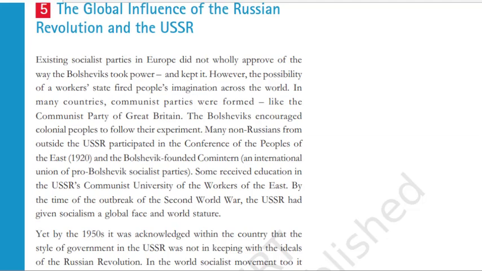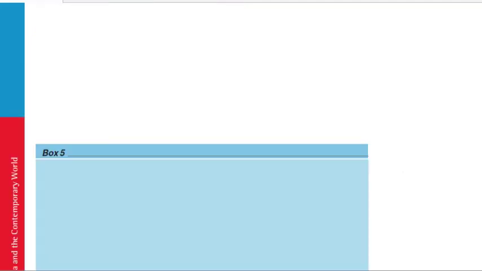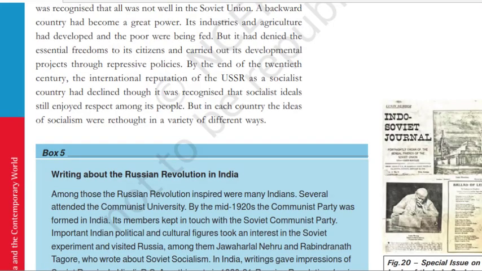By the time of the outbreak of the Second World War, the USSR had given socialism a global face and world stature. Yet by the 1950s it was acknowledged within the country that the style of government in the USSR was not in keeping with the ideals of the Russian Revolution. In the world socialist movement too, it was recognized that all was not well in the Soviet Union. A backward country had become a great power. Its industries and agriculture had developed and the poor were being fed. But it had denied the essential freedoms to its citizens and carried out its developmental projects through repressive policies.